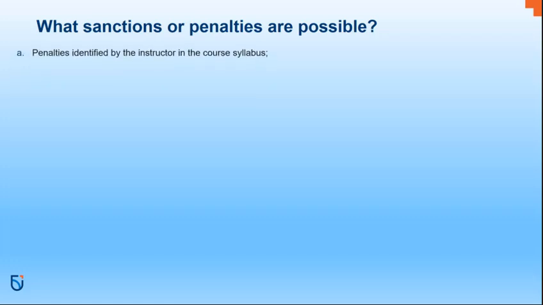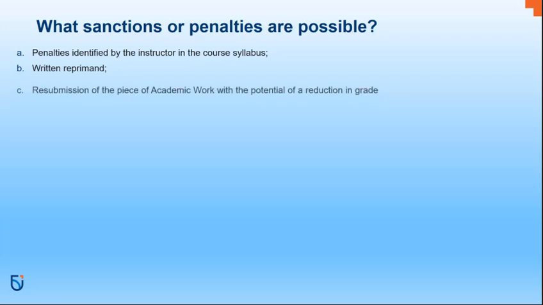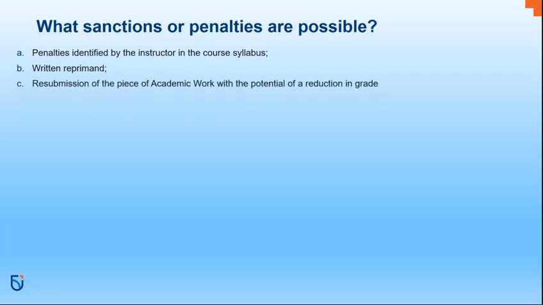There may be any penalties that have been identified by the instructor in the course syllabus, so some instructors may detail what sanctions will be imposed if there are any violations of academic integrity in a particular course. A written reprimand is the minimum sanction that might be imposed, followed by resubmission of the piece of academic work with the potential of a reduction in grade.